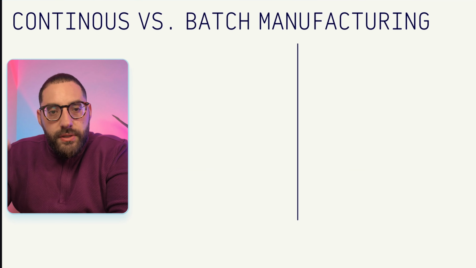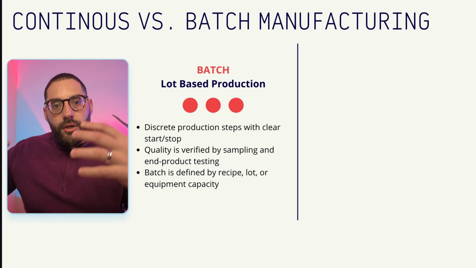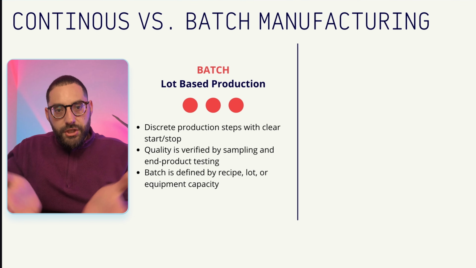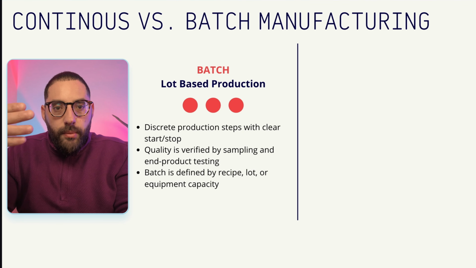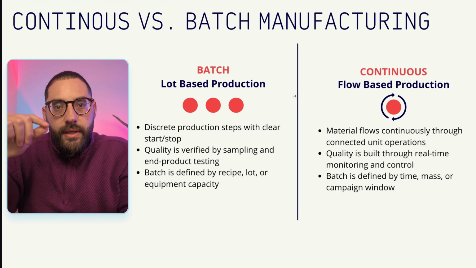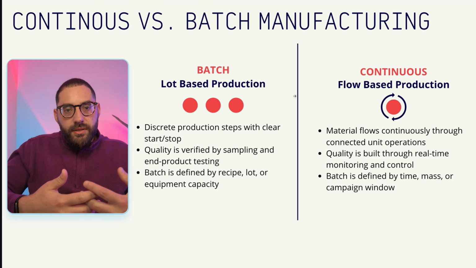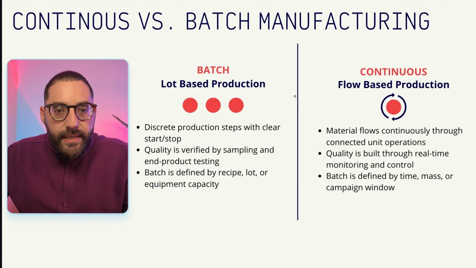Let's start with the difference between batch and continuous manufacturing. Most of us are familiar with batch or lot-based manufacturing. You start a process, you manufacture a defined quantity of material, you stop the process, and that collection of what you produced becomes your batch or your lot. Continuous manufacturing works differently because material is continuously fed into a process and product is continually produced. And rather than operating with discrete start and end points, the process functions more or less as an ongoing flow.